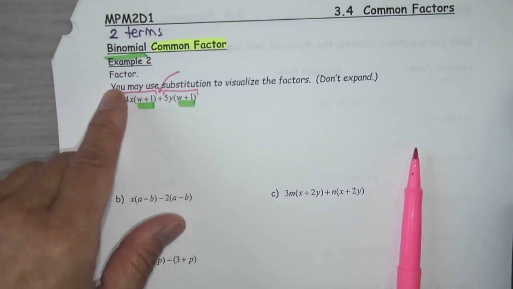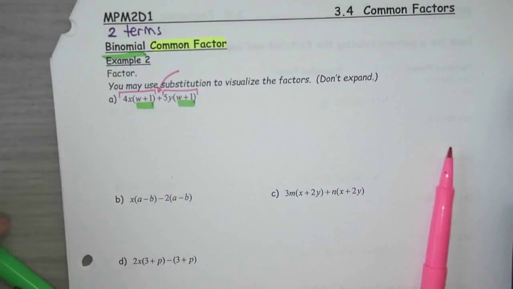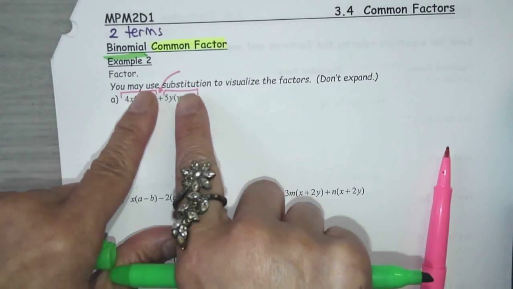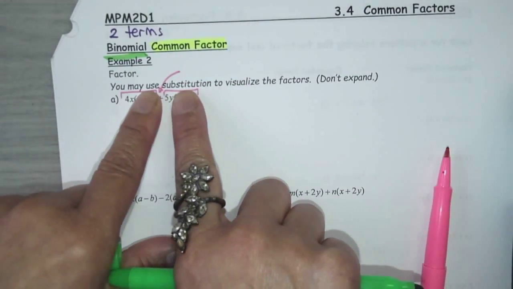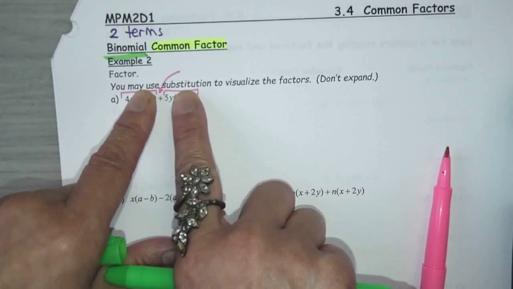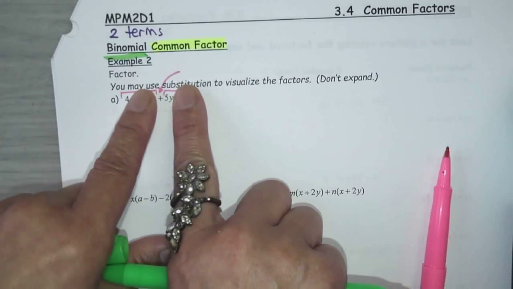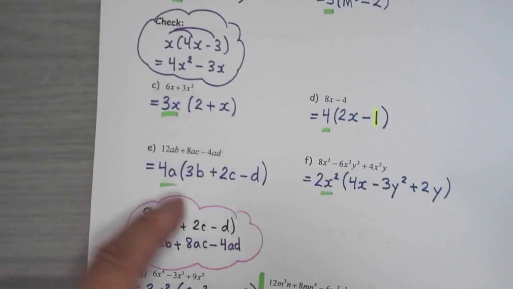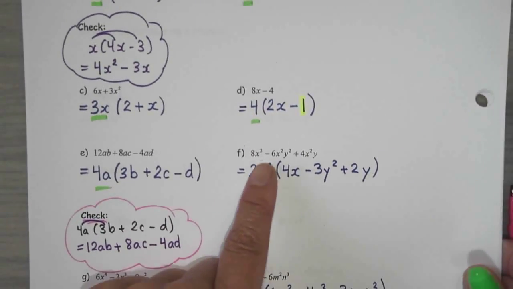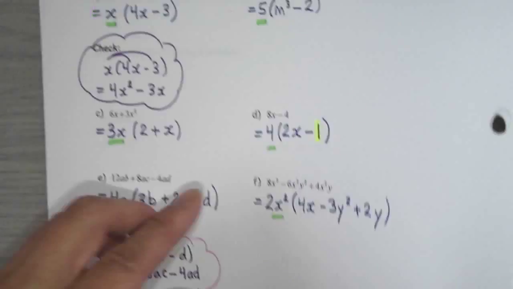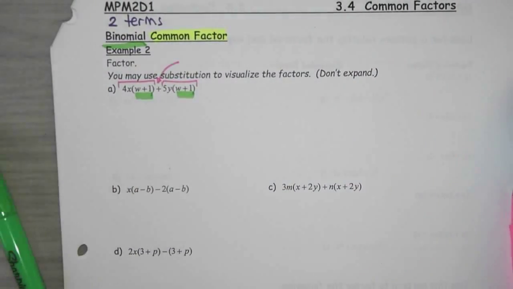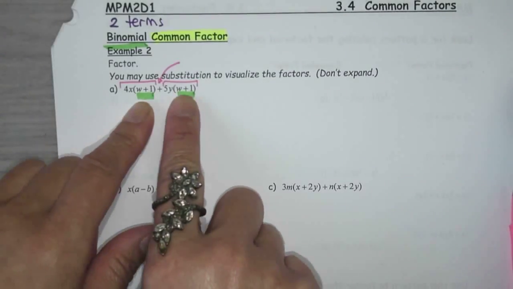So what I said here is that you can use substitution to visualize the factors. If you want, you can pretend that this w plus 1 is just this green blob, right? So you can say it's 4x green blob plus 5y green blob. That's the same for each one. That's the same as what we were doing over here with the common factor. What's the same in each one? Here, the same thing in each one is a binomial instead of a monomial. So we can still grab this.